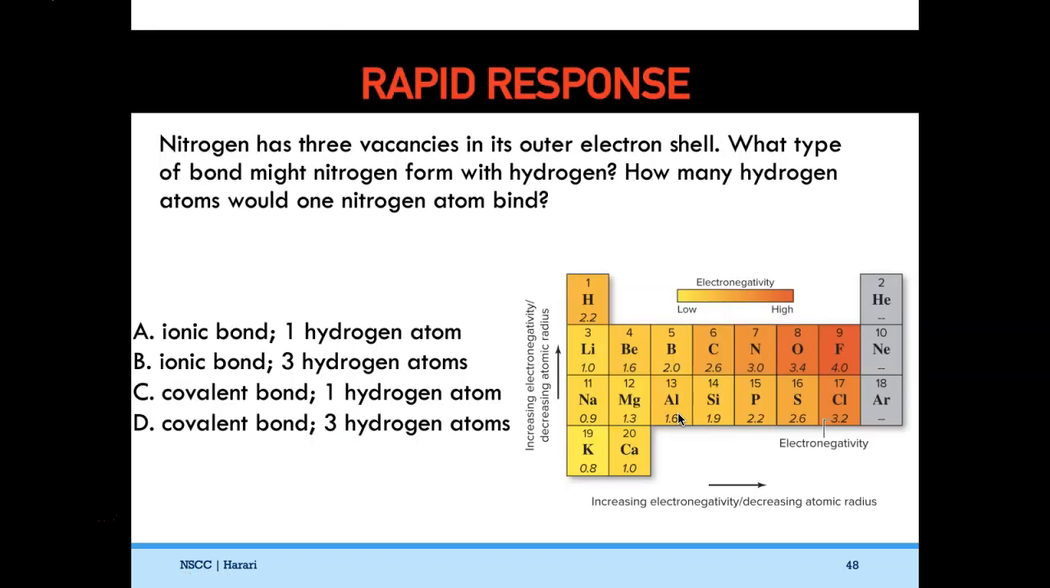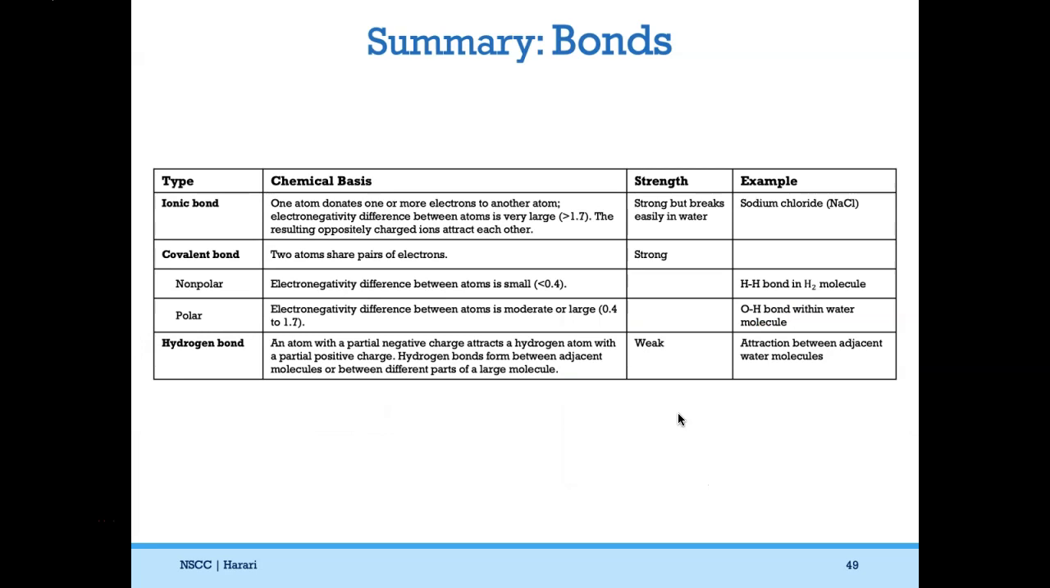So try to pause here and see if you could answer this question. And the answer is D. And here's a summary of the four types of bonds we just discussed.